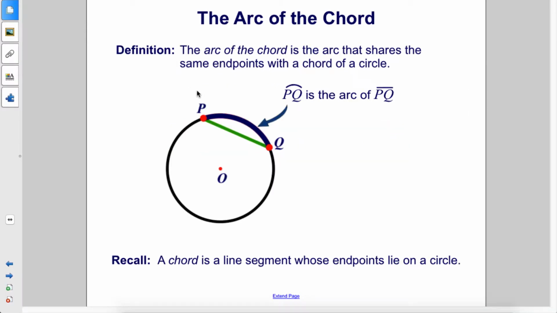The arc of the chord is the arc that shares the same endpoints with a chord of a circle. So arc PQ is the arc of line segment PQ. Recall, a chord is a line segment whose endpoints lie on a circle.